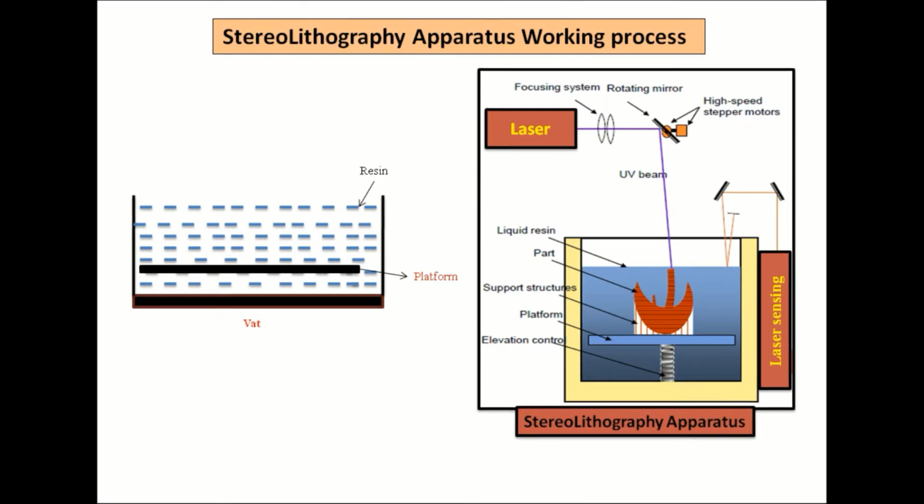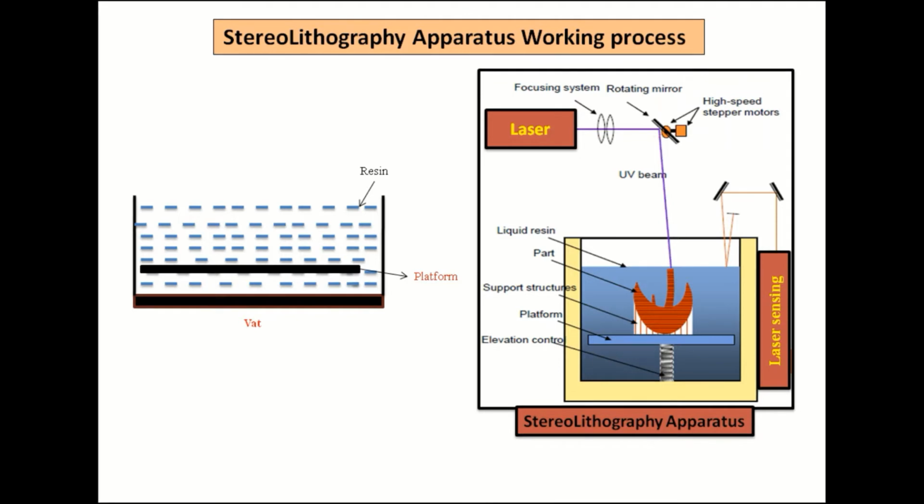Here the laser strikes on the mirror, and this mirror gives direction on the resin to draw a pattern as prescribed in the 3D CAD in a layer manner. After the laser strikes, the liquid resin solidifies and is converted into layers. This is the working process of the apparatus. Let us discuss this process in detail.